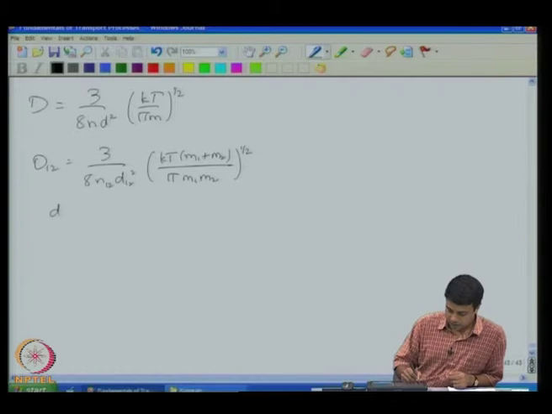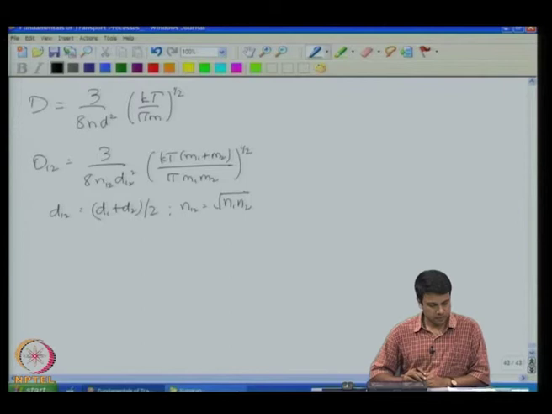Where d12 is equal to (d1 plus d2) by 2, and n12 is equal to square root of n1 n2. So, this is for multi-component diffusion. Okay, so this explains why the diffusion coefficients have the values they do for gases.